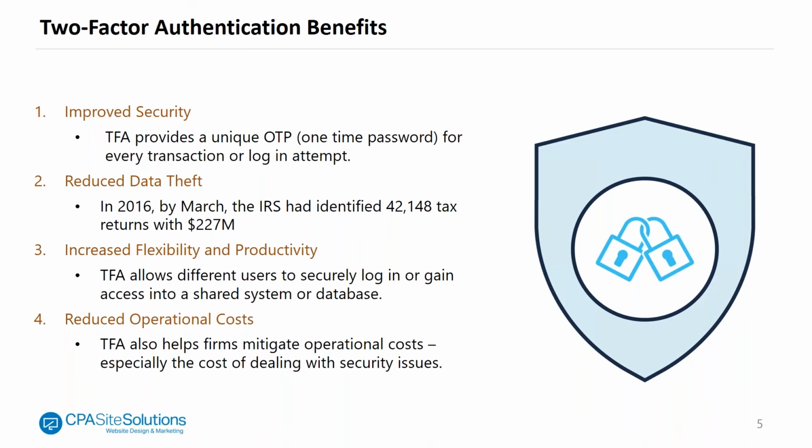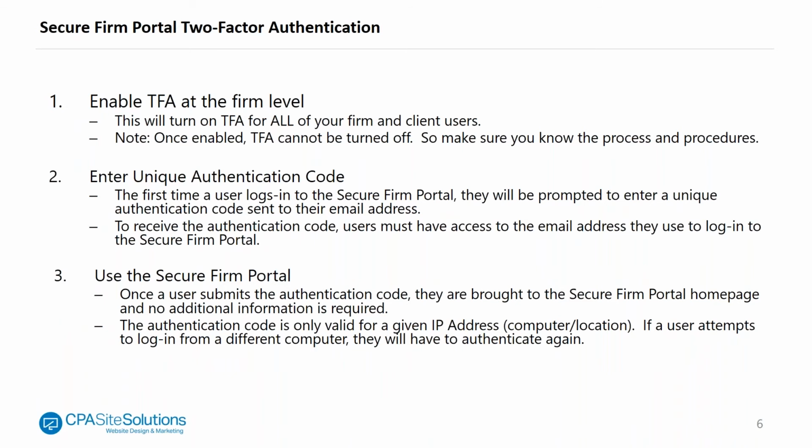I was looking at stats, and you guys who are in the tax business know that the IRS has been dealing with this. I was reading IRS.gov, and they spend a lot of time talking about how great they did in 2017 in reducing the amount of fraud. But in 2016, by March, there were 42,000 tax returns with $227 million in fraudulent tax returns. And you who have clients deal with this on a regular basis. Gaining access to Social Security numbers or IRS EIN numbers is a really quick way for fraud to be committed in tax.